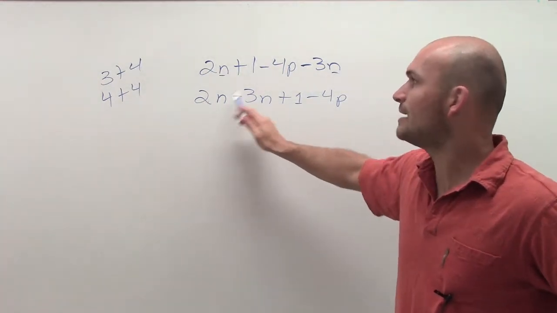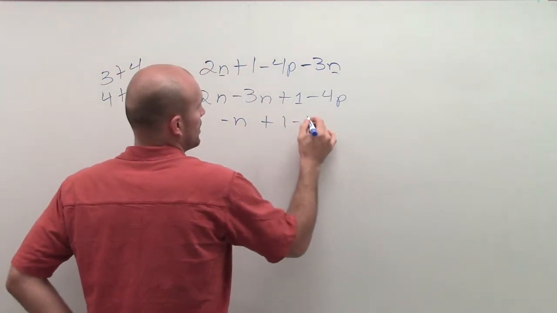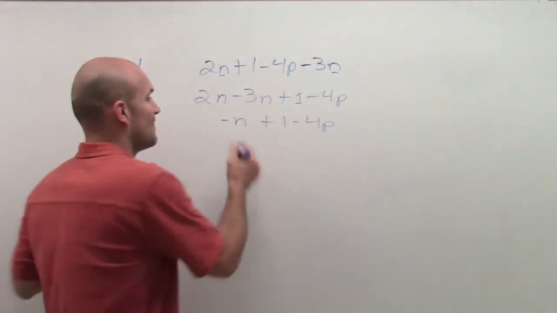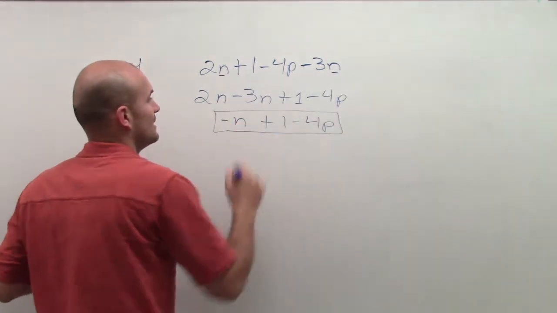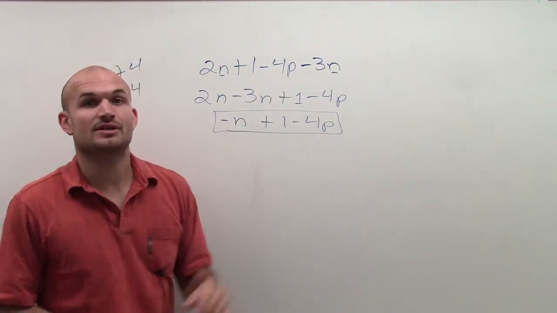Otherwise, I'll just say 2n minus 3n, I know, is going to give me a negative n, plus 1 minus 4p. Since I no longer have any like terms, this is my final answer. I can't simplify that expression any further.